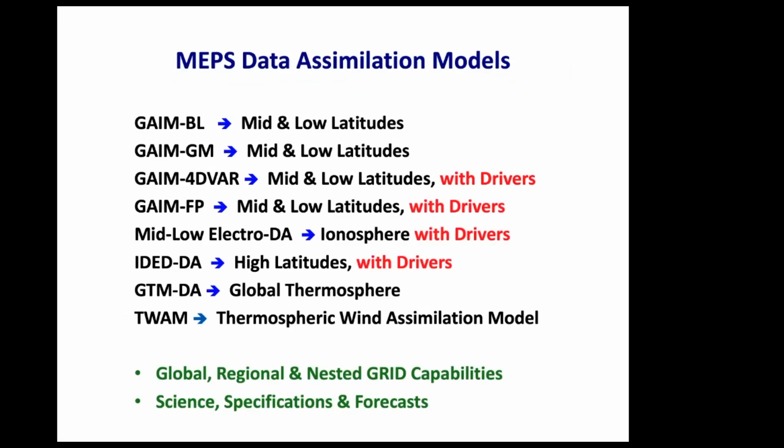This slide shows the MEPS data assimilation models at our disposal. We have GAME BL, band limited, mid and low latitudes; GAME GM, Gauss-Markov, mid and low latitudes; GAME 4D-VAR, mid and low latitudes with drivers; GAME full physics, mid and low latitudes with drivers. We have the mid-low latitude electrodynamics data assimilation model, the ionosphere with drivers. The IDED-DA is for high latitude with drivers. The Global Thermosphere model DA is for the global thermosphere, and a new model, TWAM, the Thermospheric Wind Assimilation Model.